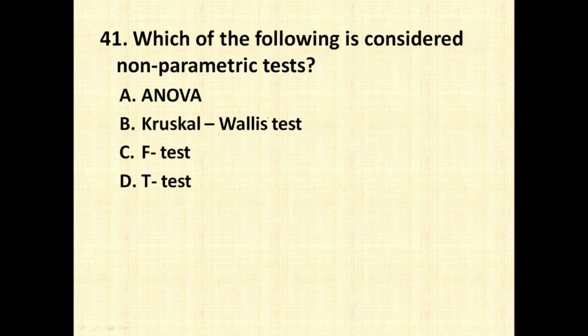Which of the following is considered a non-parametric test? ANOVA, Kruskal-Wallis test, F-test, T-test. So ANOVA test, F-test and T-test, all three are parametric tests, and the Kruskal-Wallis test is a non-parametric test. Along with this, the chi-square test and Mann-Whitney test are also different types of non-parametric tests. Even the Wilcoxon test also comes in this category.